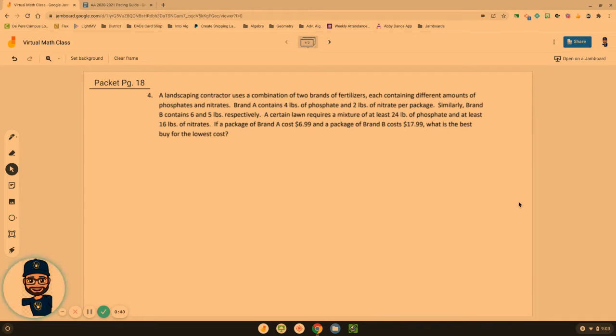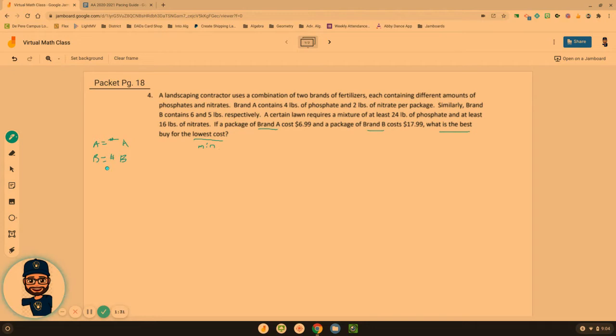A certain lawn requires a mixture of at least 24 pounds of phosphate and at least 16 pounds of nitrate. If a package of brand A is $6.99 and a package of brand B costs $17.99, what is the best buy for the lowest cost? All right, now we're talking about something different here. The best buy for the lowest cost. This is a minimize problem. We're looking for the minimum value of buying brand A and brand B. So let's let A be the number of brand A that we're going to buy, and then B can equal the number of B that we're going to buy.